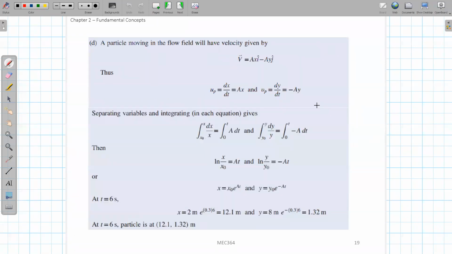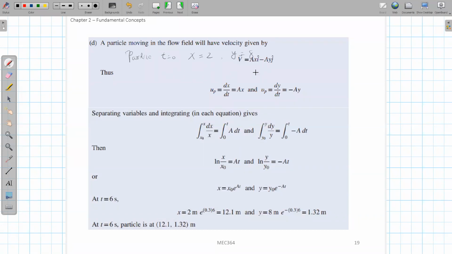And so how do we do that? Assume this becomes a tracking problem. We have this particle at t equal to 0. We know that it is at x equal to 2 and y equal to 8.